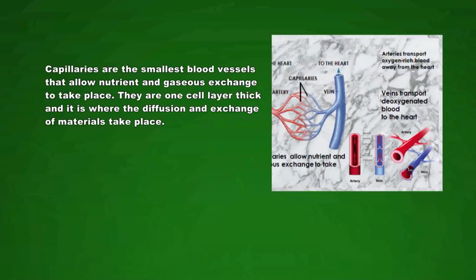Capillaries are the smallest blood vessels that allow nutrients and gases exchange to take place. They are one cell layer thick, and it is where the diffusion and exchange of materials take place. Now let us have a look at the blood. Blood is the transport medium of nearly everything within the body. It transports hormones, nutrients, oxygen, antibodies, and other important substances needed to keep the body healthy.